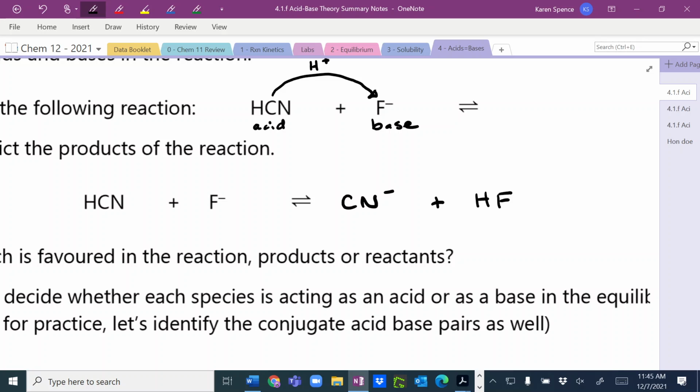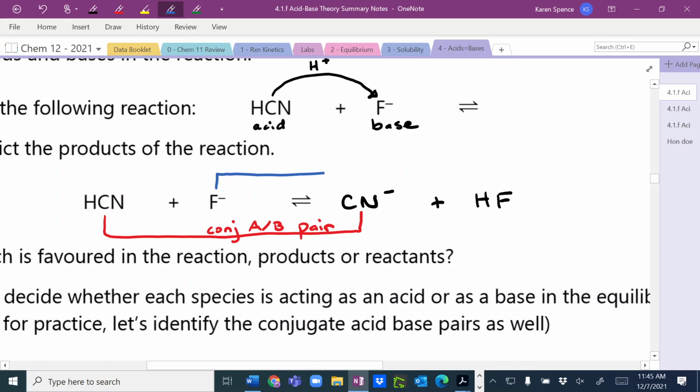Could you identify the conjugate acid-base pairs here, please? Who are the conjugate acid-base pairs? If I was to match up HCN, who would it go with? It would go with CN minus. And the F minus would go with HF.